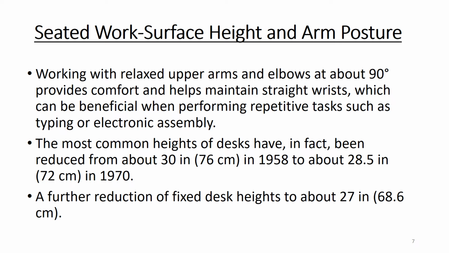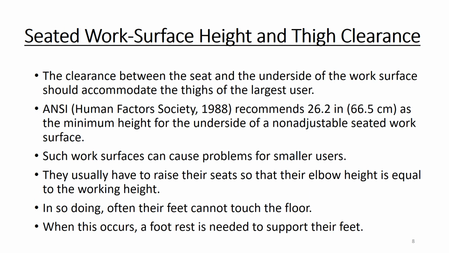So these points are all self-explanatory, and below are given certain conventional values. Here is another factor, that is thigh clearance. So ANSI, that is the Human Factors Society, recommends 26.2 inches as the minimum height for the underside of a non-adjustable seated work surface. And if you have an adjustable seated work surface, it will be better. It will be easy to adjust and use.